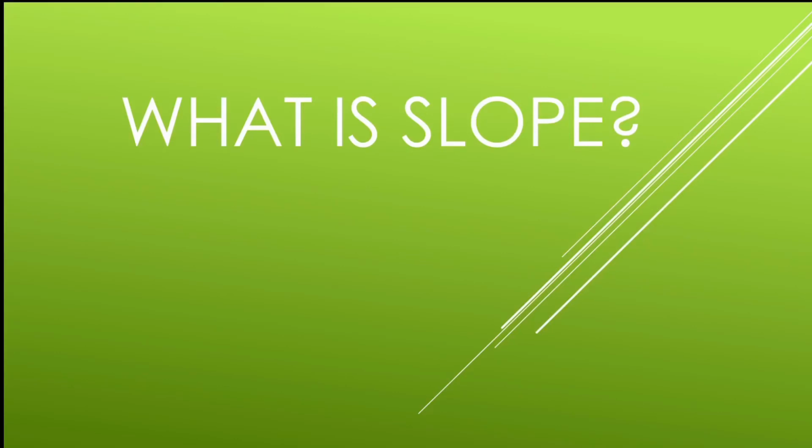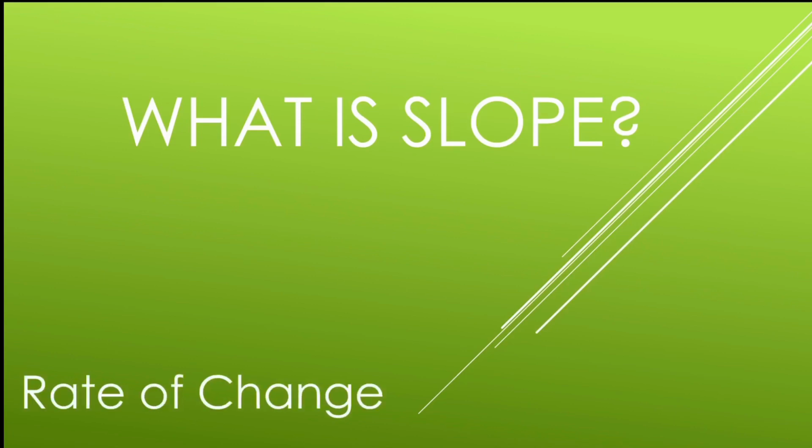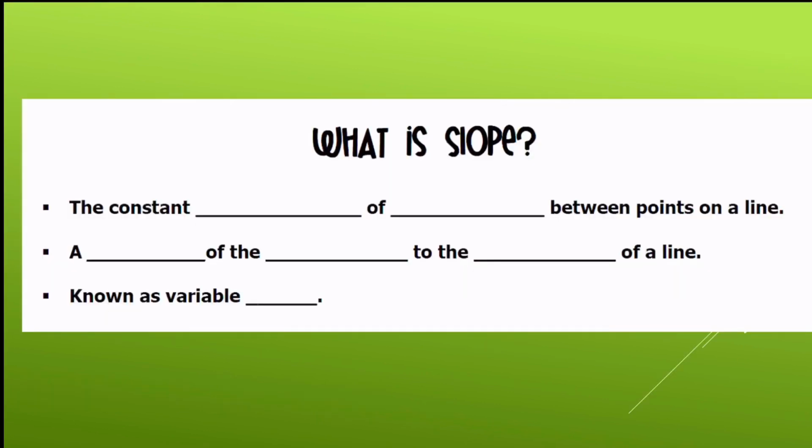Okay, so we're slowly transitioning to our section 4, and we're going to start with the concept of slope. What is the slope of something? Well, slope is the rate of change, the rate at which something is changing. So let's define this a little bit more. The constant rate of change between points on a line is the slope. We talk about a constant rate of change, and constant refers to a line.